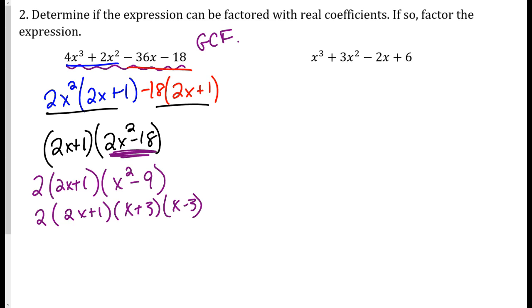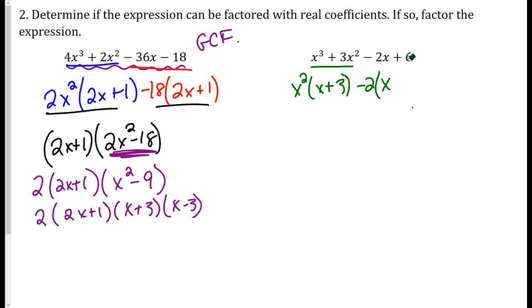The second one, x cubed plus 3x squared minus 2x plus 6. There's no GCF. So let's try grouping. You can take out an x squared from those two terms and get x plus 3. So I want to get an x plus 3 over here. So I see I have a minus 2x, so if I factor out a minus 2, I get x.